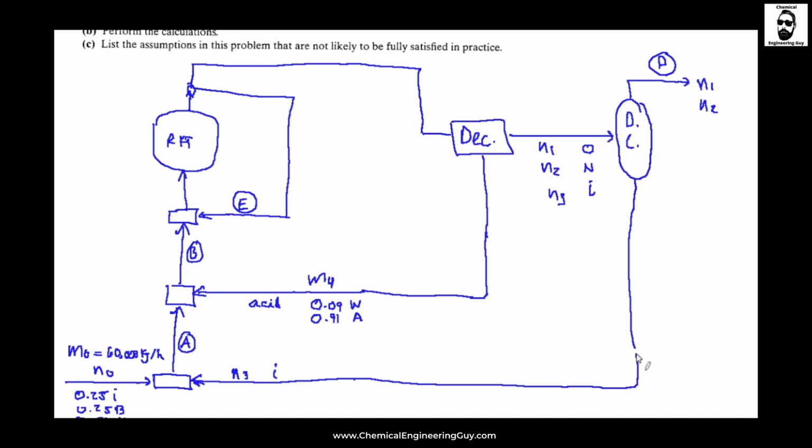We don't want to drop that. It's money. So here it goes. So isobutane recycle. This is the acid recycle. And essentially we're at this point; let's call this C. This is the E. And let's call this letter D.